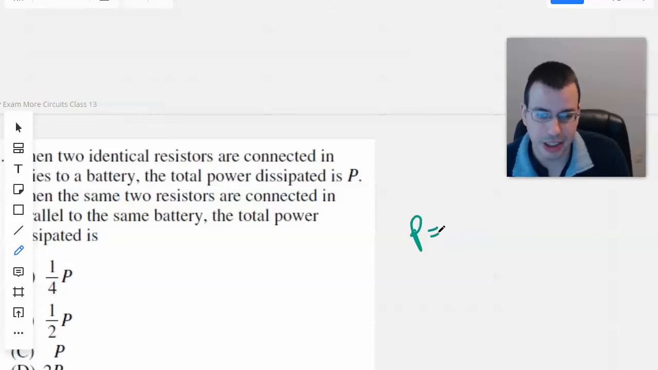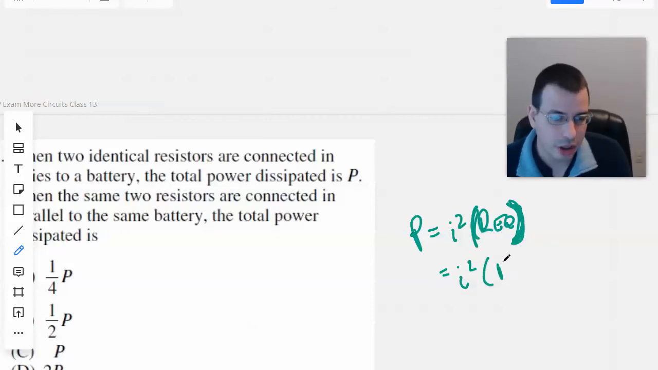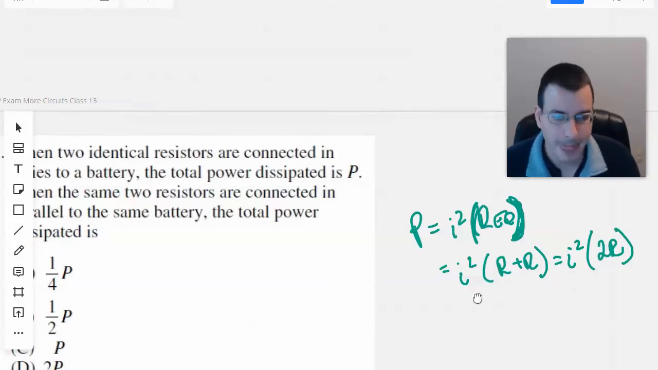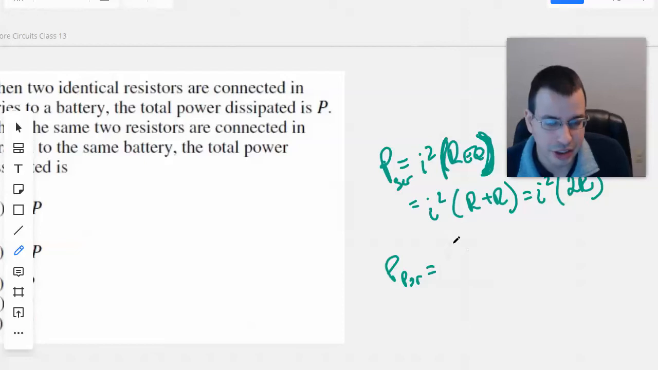So P equals I squared R equivalent. And we know that we have two resistors connected in series. I squared (R plus R), which equals I squared 2R. Okay? And then I'm going to call this power series. Power parallel is I squared R equivalent.